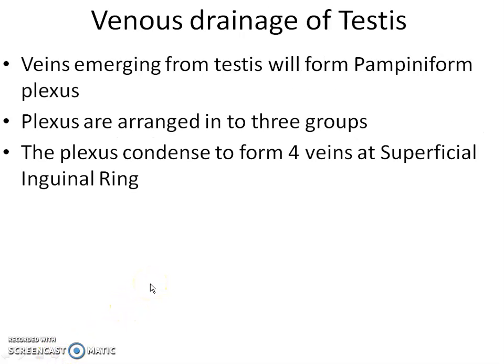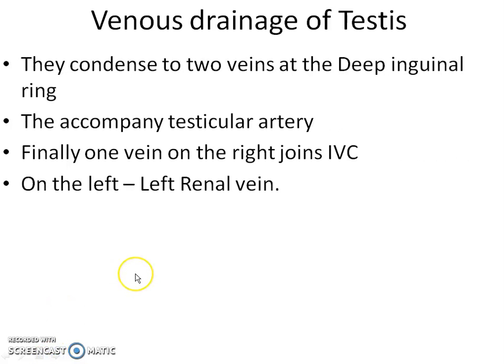The venous drainage of testis. Veins emerge from the testis and they form the pampiniform plexus. The plexus are arranged in 3 groups. The plexus condense to form 4 veins at the superficial inguinal ring, and they condense to form again 2 veins at the deep inguinal ring and accompany the testicular artery. Finally, 1 vein on the right joins the inferior vena cava and 1 vein on the left joins the left renal vein.